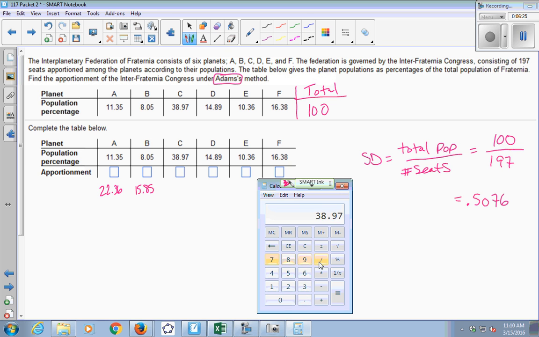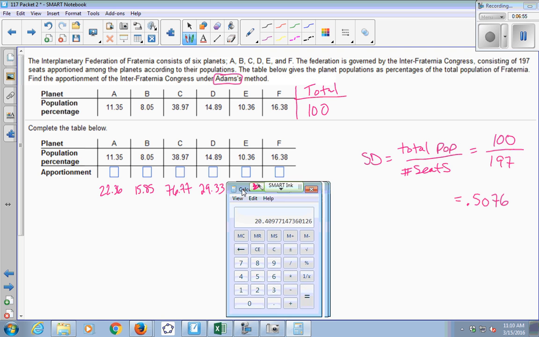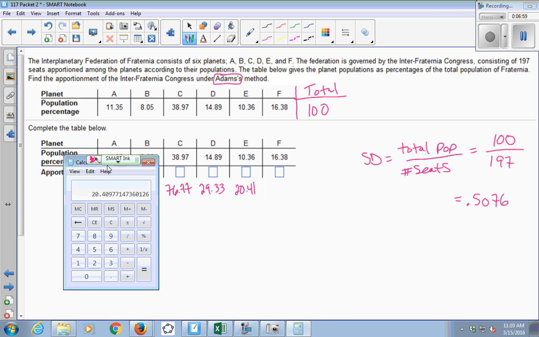38.97, 76.77, 29.33, 20.41. I'm going to 2 decimal points, no real reason, because I know the next step is that I'm going to round everything down, so it kind of doesn't really matter how many decimal points I carry at this point.